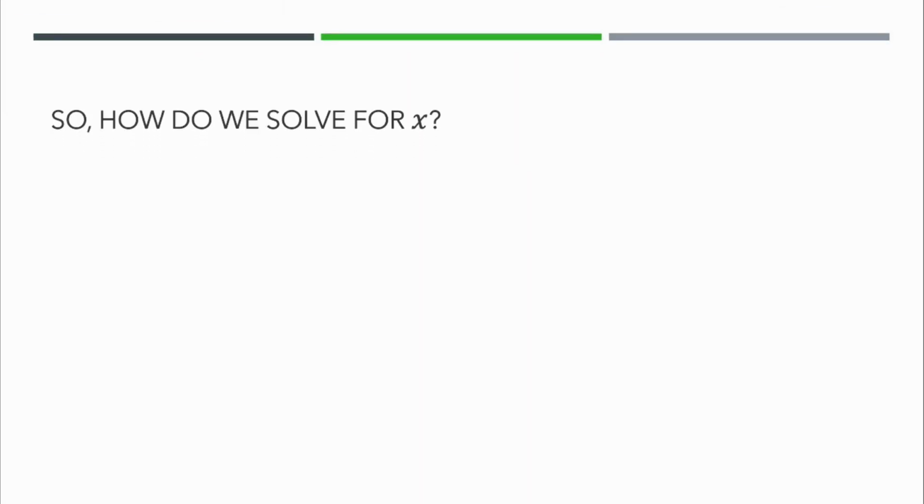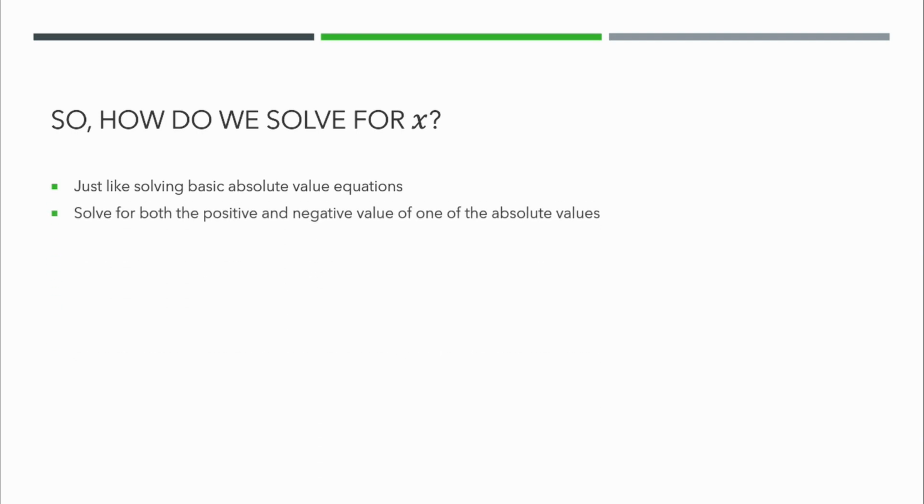So how do we solve for x? Well, it's pretty much the exact same as solving the absolute value equations we saw before. We solve for both the positive and negative variant of one of the absolute values. And this would preferably be the constant that's in the absolute value, but if there are variables on both sides, I prefer choosing the right, but you can choose whichever one you want. It doesn't really matter.